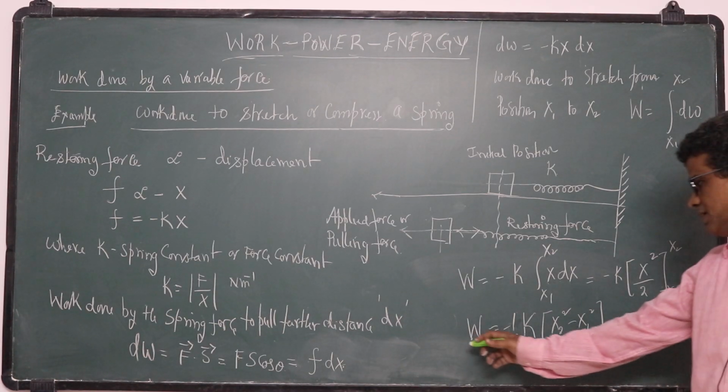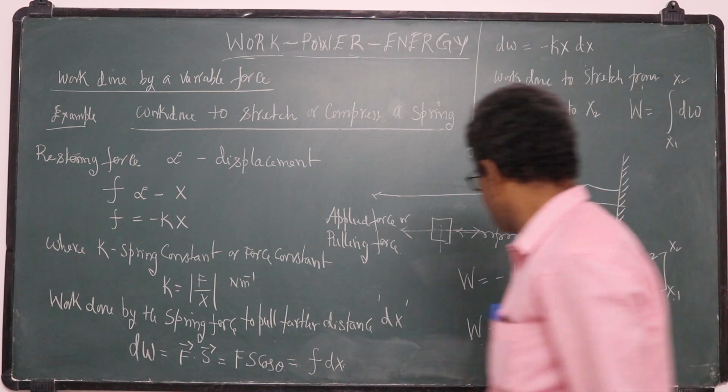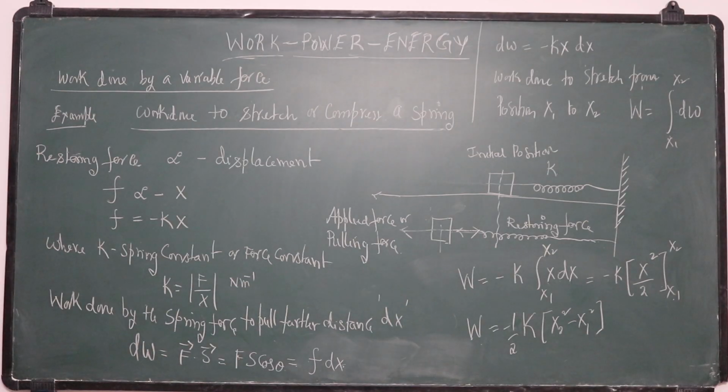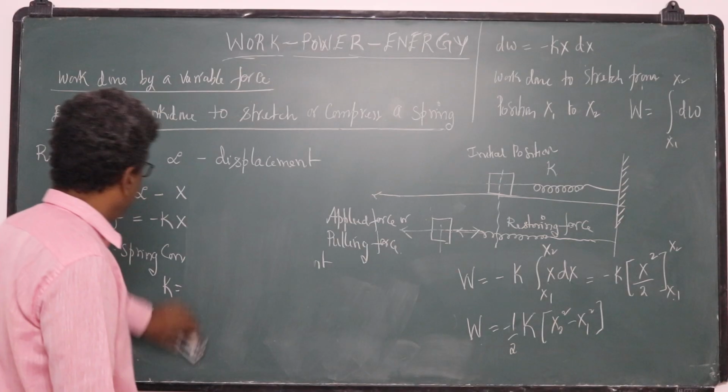So external work done means you have to remove this minus. This is work done by the spring force. This minus indicates work is done by the spring force, which I calculated. Okay, so suppose you want work done by the external force, the pulling force.